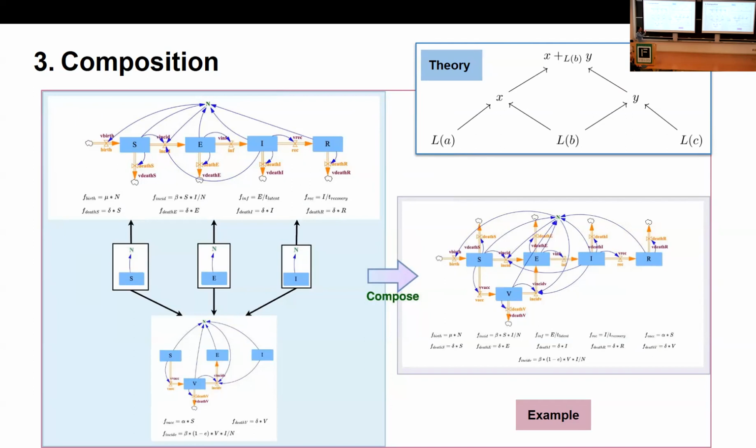Then we can glue these two small models based on their common interface. We can see that it is like the S, E, and I compartments. After gluing these two small models, we can build the relatively complex SEIRV model directly.